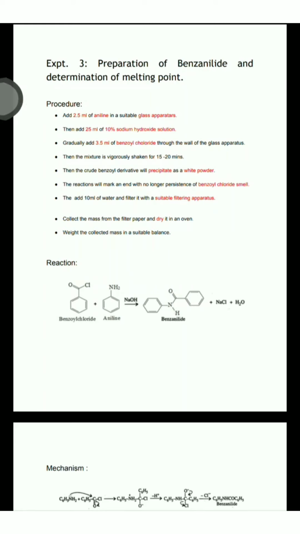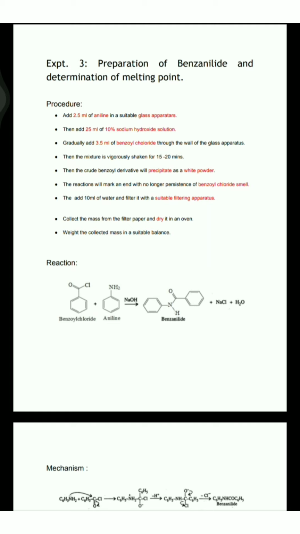Hi everyone. Today we have again come to do our third experiment virtually. That is the preparation of benzanilide and the determination of its melting point. So here comes the procedure for how we prepare the benzanilide. It is a bit different from the last two experiments.